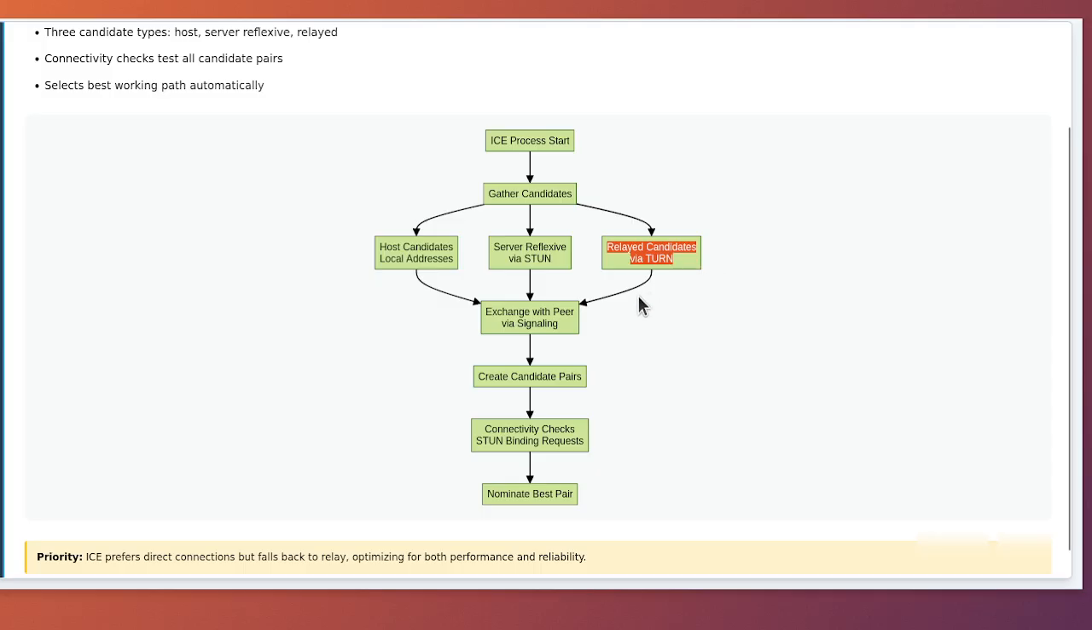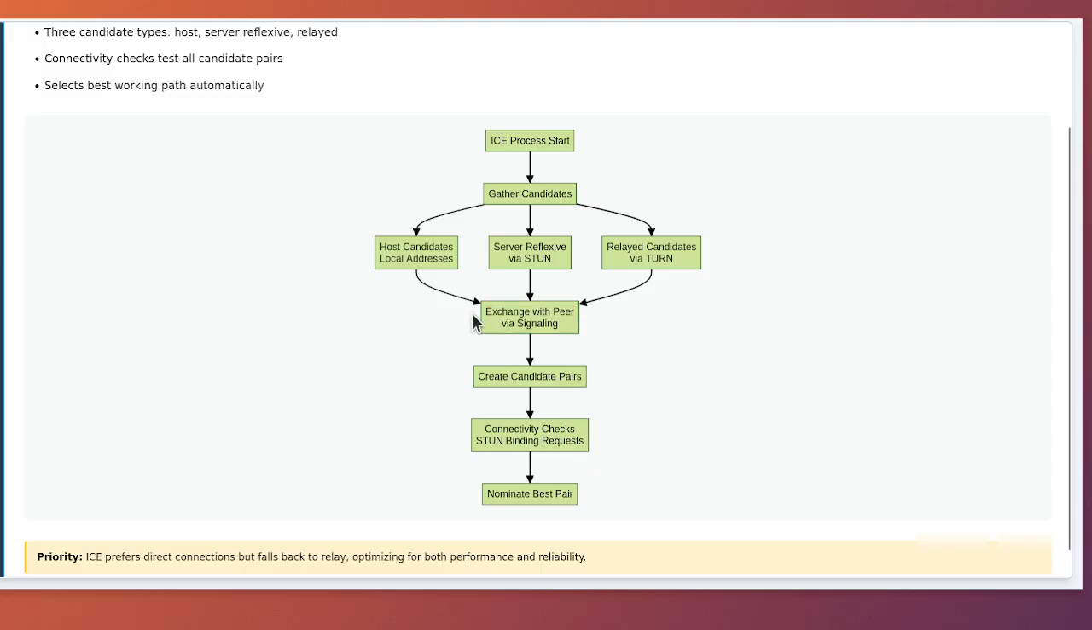The ICE process begins with candidate gathering. Each peer uses STUN to discover its server reflexive candidates and contacts TURN servers to obtain relayed candidates. The peer collects all of these candidates, including host, server reflexive, and relayed ones, into a list. This candidate list is then exchanged with the other peer through a signaling channel.